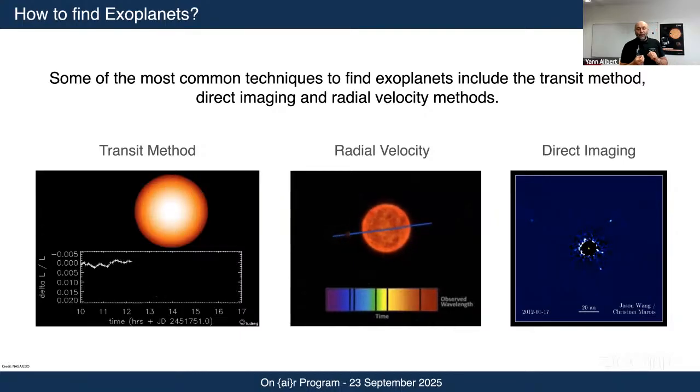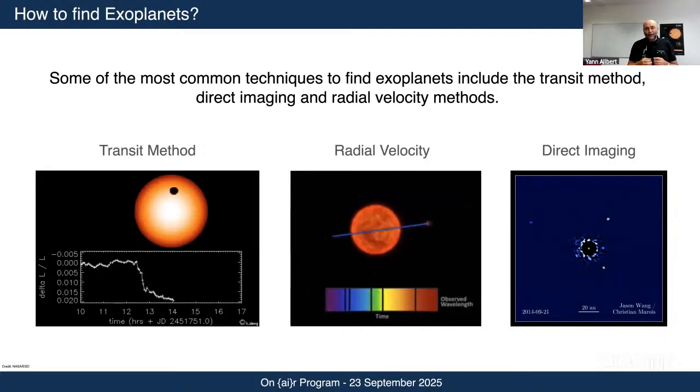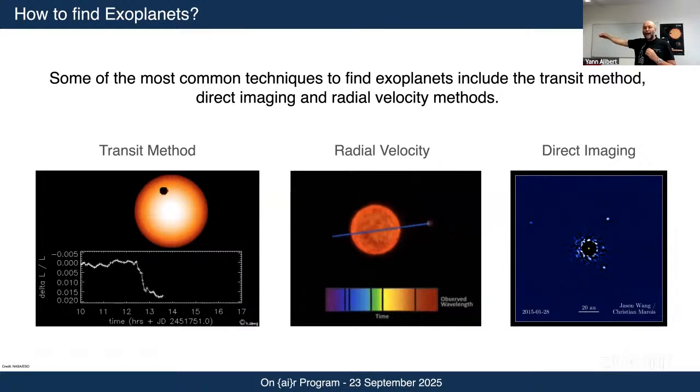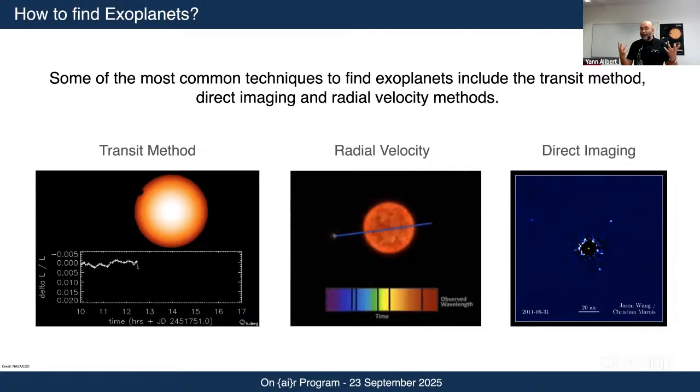Then the second method is called the radial velocity method, or Doppler effect. So you probably all know what the Doppler effect is. That's the change of sound that you hear with, for example, the firemen that come from far, close to you, and then they go away. And then at this point, you hear a change in the sound. It's going up, more to the higher frequencies, and then down.